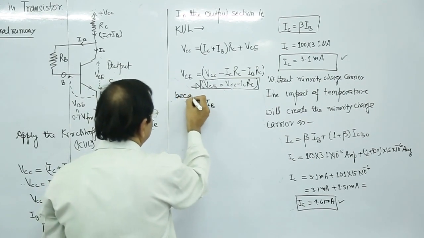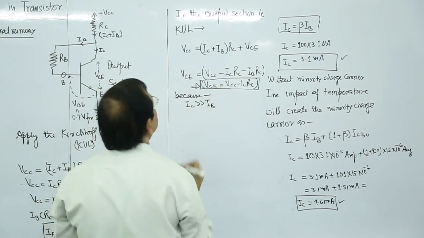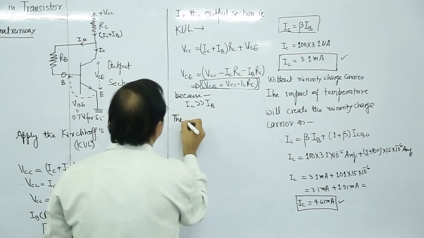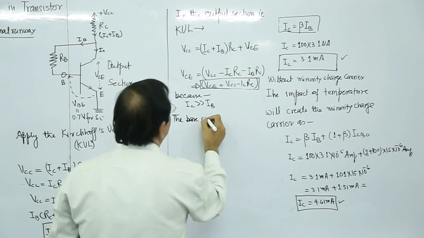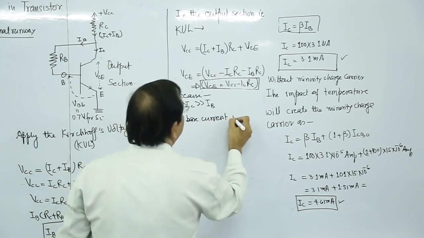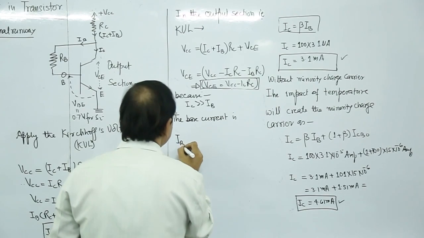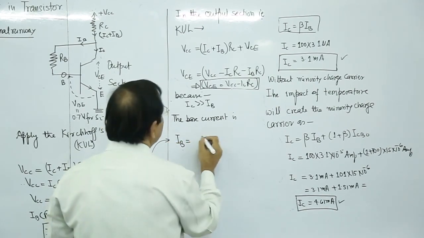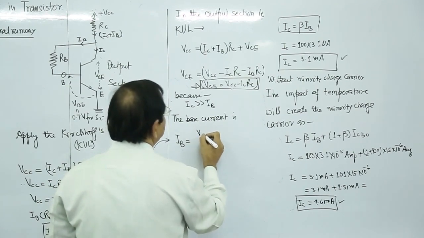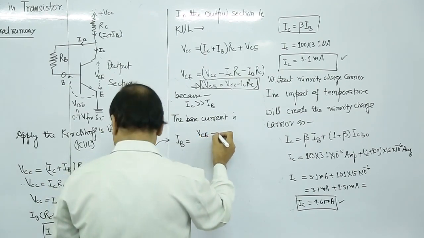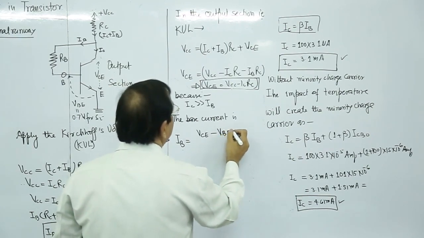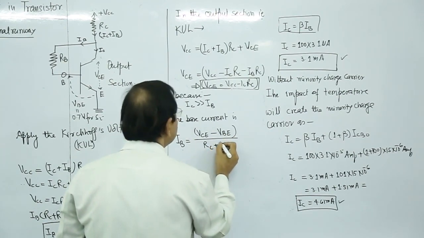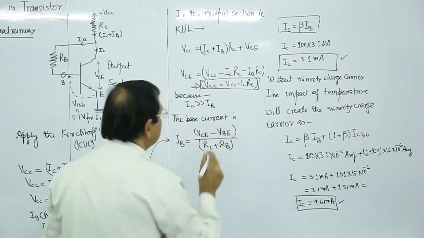Now this value, the base current IB, is equal to VCC minus this VCE minus VBE upon RC plus RB. This base current is this much.